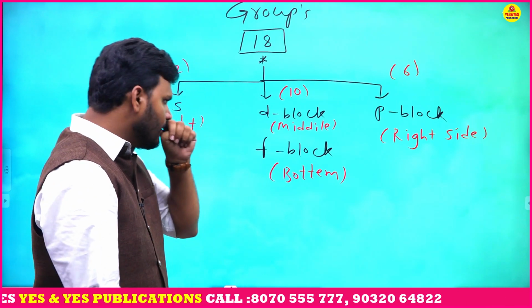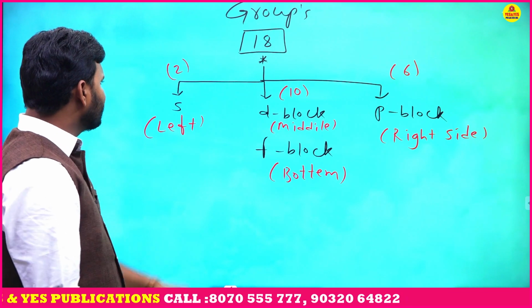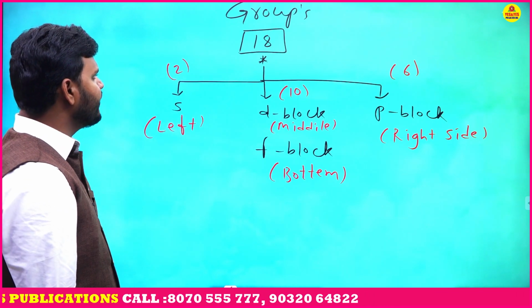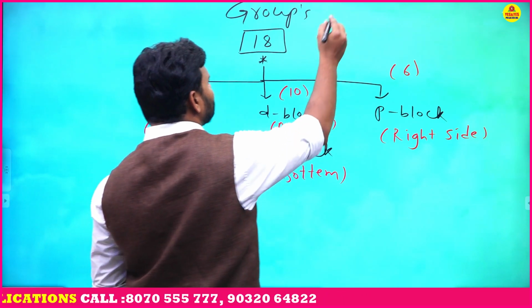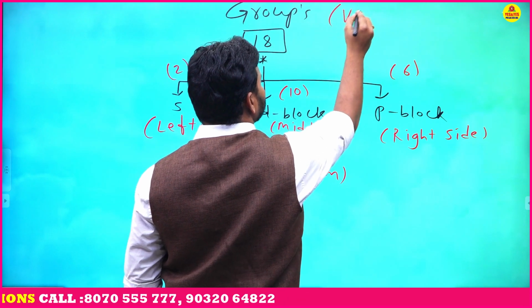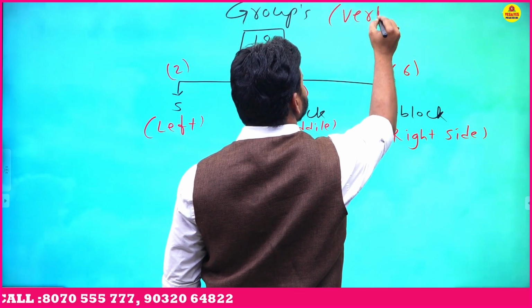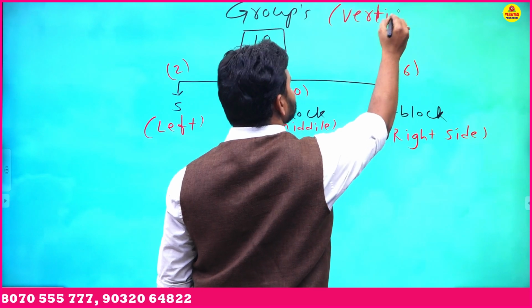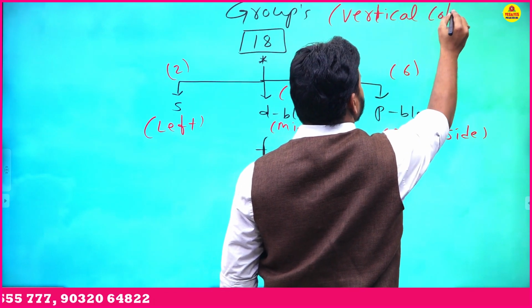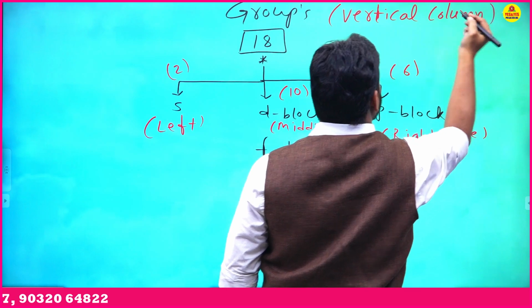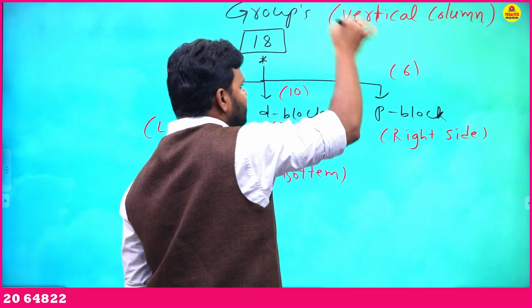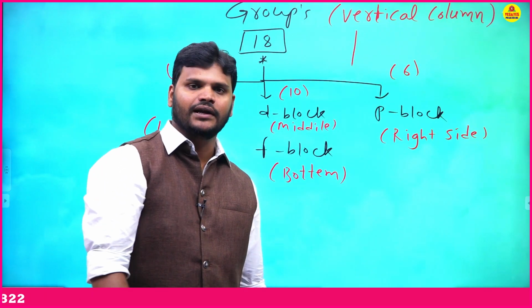F block belongs to the third group. Okay. So how many groups in total? 18 groups. So what is the representation of a group? A group is represented by a vertical column. Vertical column means like this. This is the representation. Is it clear?